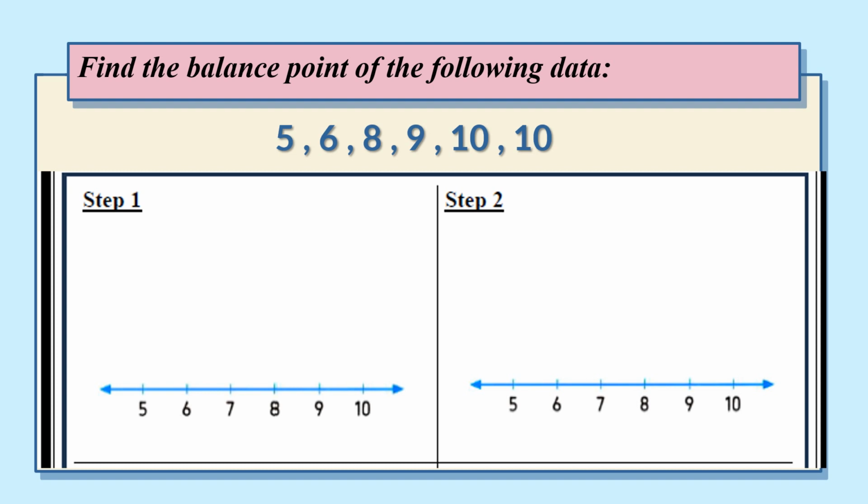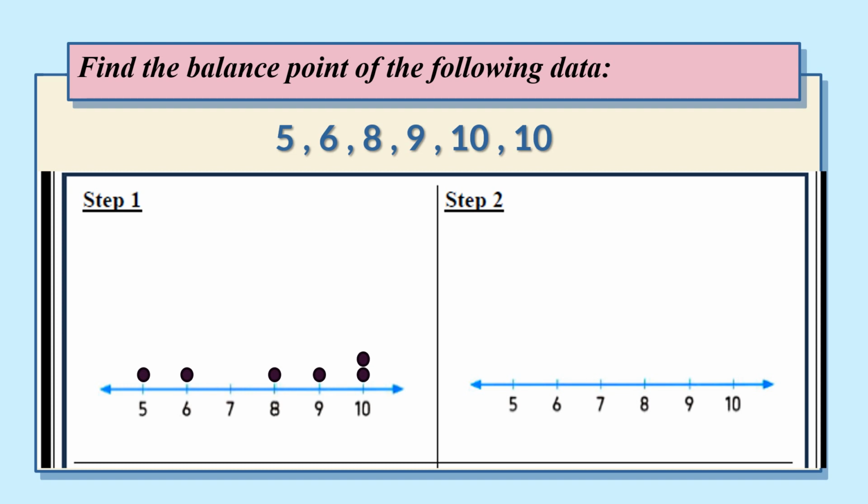Here, find the balance point of the following data. We have 5, 6, 8, 9, 10, and 10. Let's represent this data on the number line here. We have 5, 6, 7, 8, 9, 10. How many 5 do we have? Only 1. So we are going to put 1 dot on 5. How many 6 do we have? Only 1. We are going to put 1 dot on 6. 8, 1 dot on 8, 1 dot on 9, and 2 dots on 10.